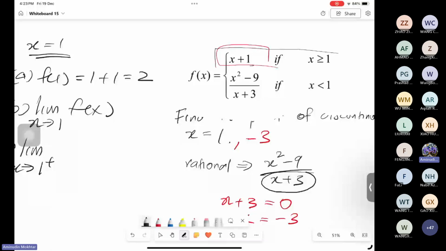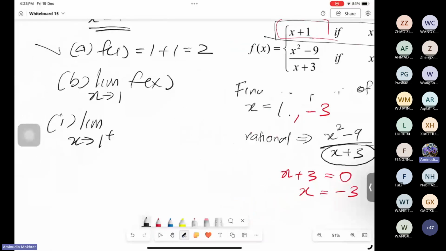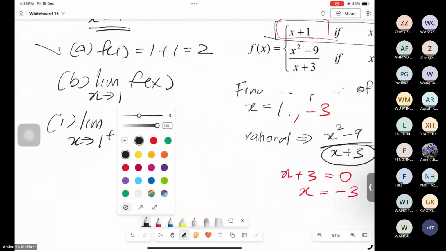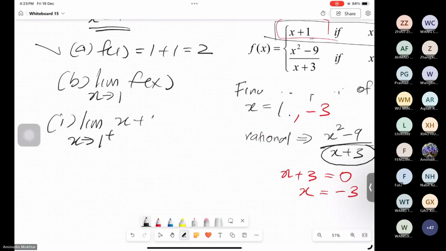Again, we use x plus 1. Based on the property of limit, the answer is 1 plus 1, which is 2. So the right hand limit exists. The value of the limit is 2.